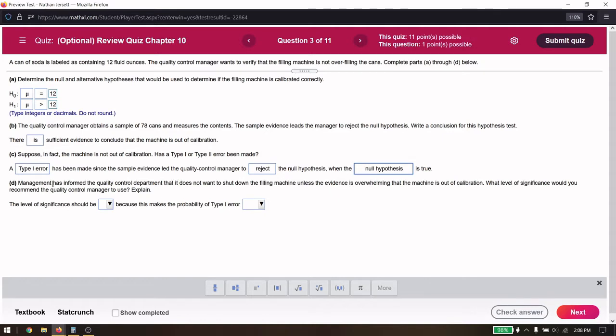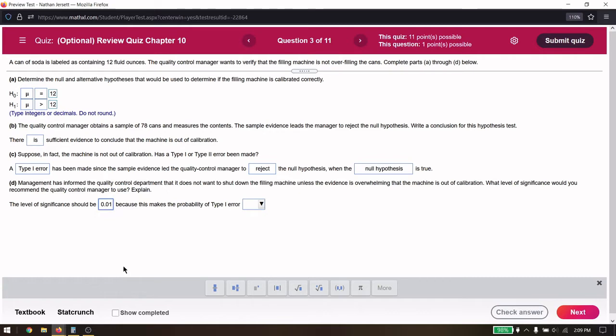All right, management has confirmed the quality control does not want to shut it down unless there is overwhelming evidence the machine is out of calibration. What level of significance would you recommend? So overwhelming evidence, that means we should, well, 0.1 is pretty easy to match, easy in quotes. 0.05, this is alpha, is kind of the standard one that you want. If you go even lower, 0.01, that means it's very hard to match that.